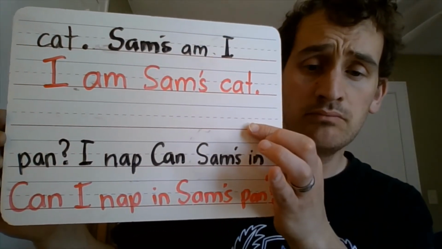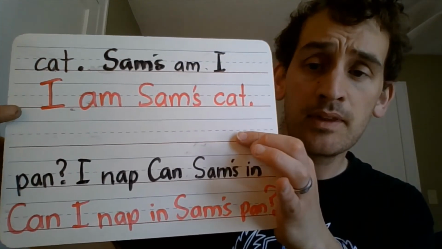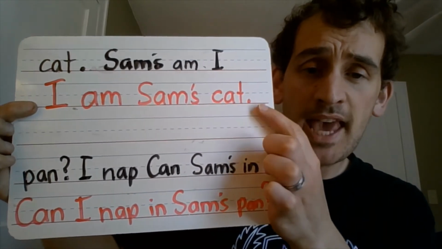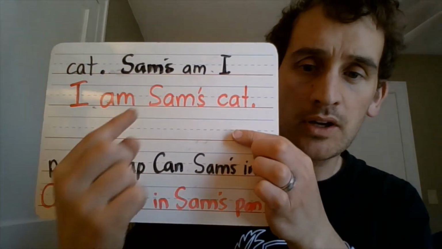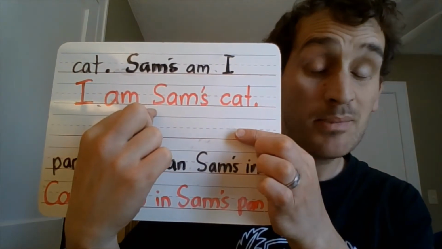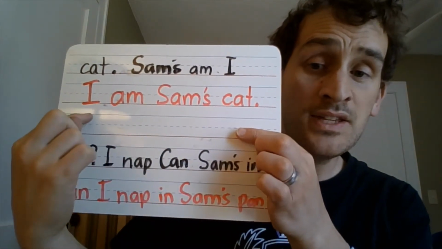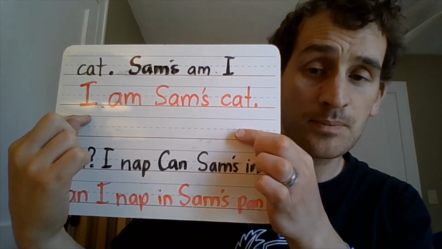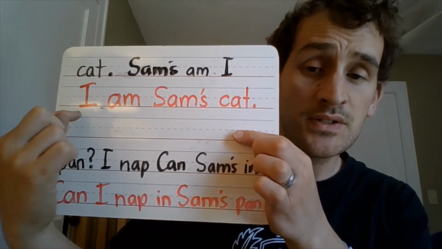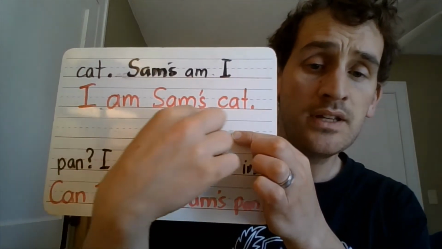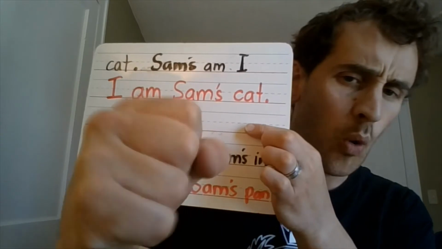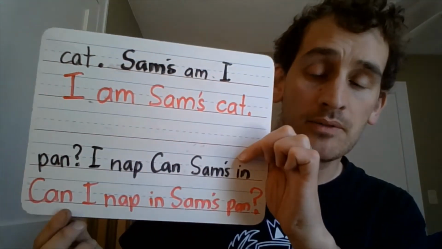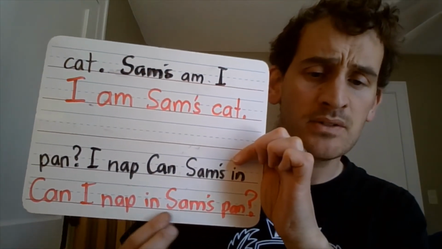Did you give it a go? Too late! Here we go. I am Sam's cat. Oh, look. It's got an uppercase letter, but it's not at the start of the sentence. This word's at the start of the sentence. Because we know sentences start with an uppercase letter, sentences end with the period. Whoosh! What about here? Can I nap in Sam's pan?